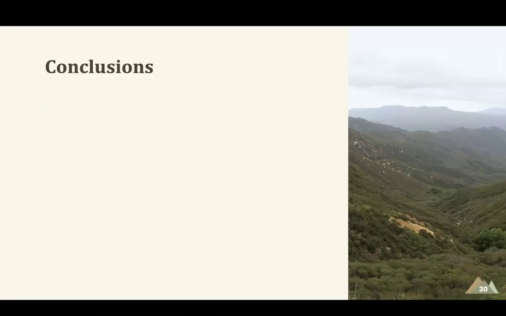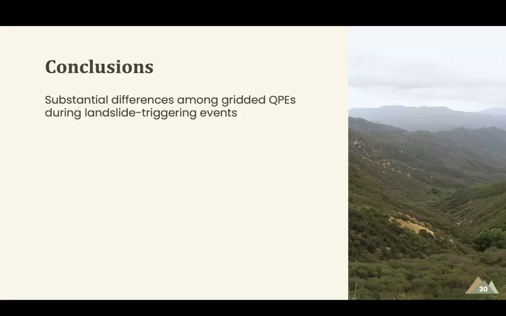Okay, so I'll just wrap up with some conclusions. I hope I've hammered into everybody's brain by now, you're probably sick and tired of hearing me say it, that there are really substantial differences among gridded quantitative precipitation estimates during landslide triggering events, especially at these hourly temporal scales. And that there's no single product that performs the best in terms of matching with gauge data for every single landslide or every single hour, every single storm. So there's not really one best QPE product, and there's a lot of uncertainty among them.